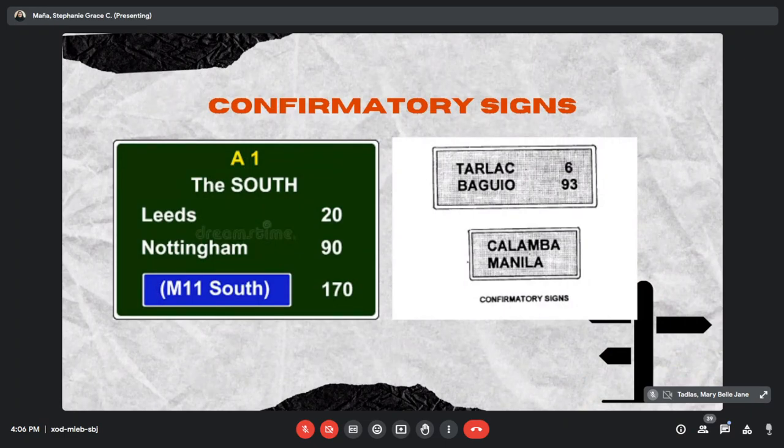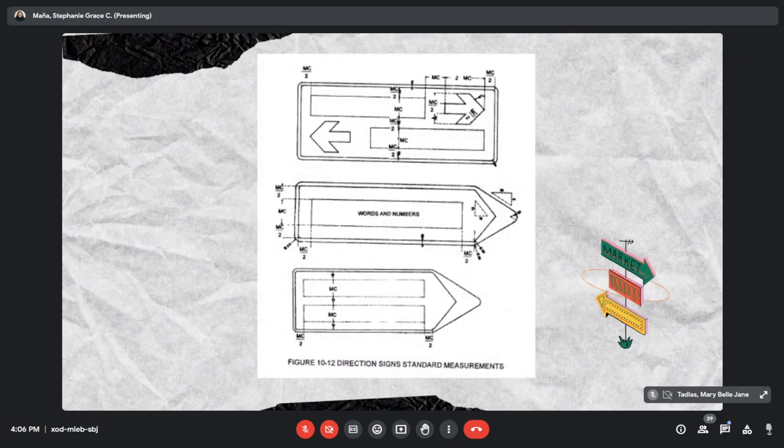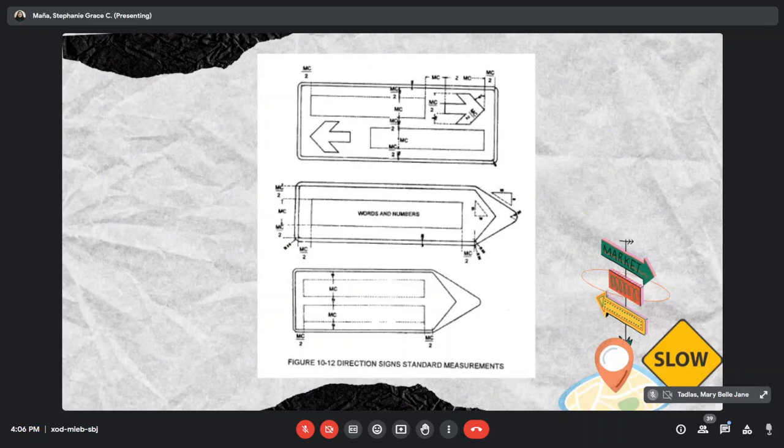Next slide po. So these green signs with white letters, border, and arrows are used for national highways. So for expressways and freeways, blue background signs are used. The letter symbols and borders are all white. For small rural roads, white background signs with black letters, numbers, and borders are needed.